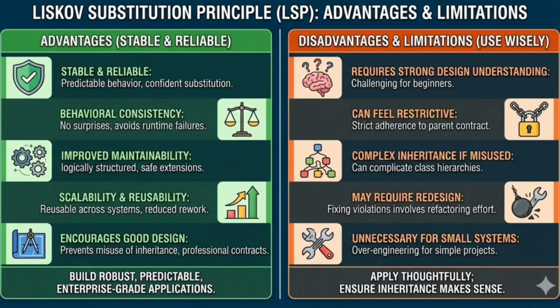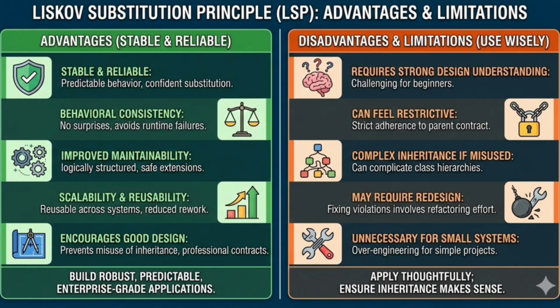Now let's talk about the advantages of the Liskov substitution principle and why it is so powerful in real-world software development. First, it makes our code stable and reliable. When subclasses truly behave like their parent classes, the system remains predictable. We can substitute child objects confidently without fear of breaking existing features. Second, it ensures behavioral consistency. LSP guarantees that whenever we replace a base class with a derived class, everything still works correctly. This avoids surprises, unexpected behavior, and runtime failures.